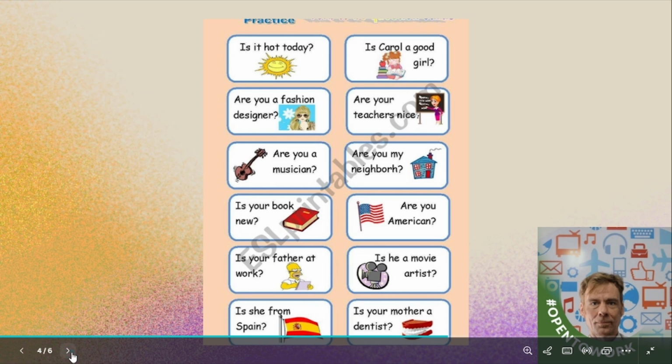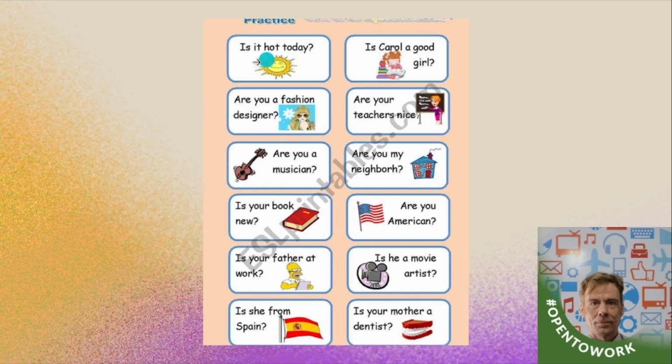We can also make yes or no questions using the verb to be, and the easiest way to make questions with the verb to be is simply to reverse the subject and the verb. So, for example, it is hot today is a statement. Is it hot today is a question. Yes, it is. No, it isn't. Carol is a good girl is a statement. Is Carol a good girl is a question. Yes, she is. No, she isn't.